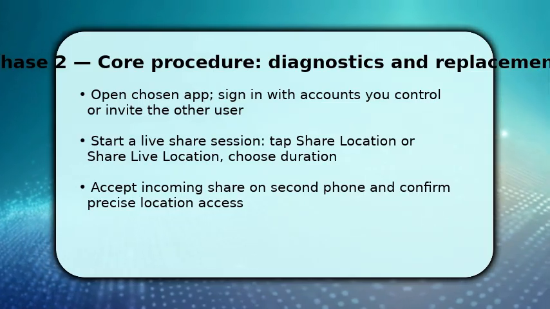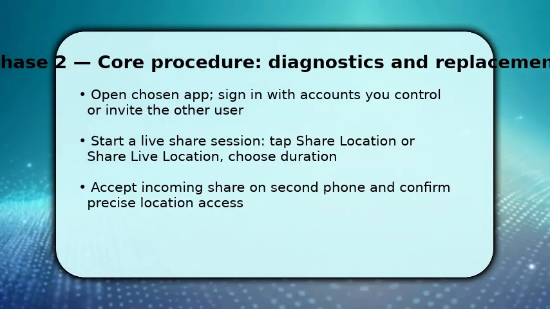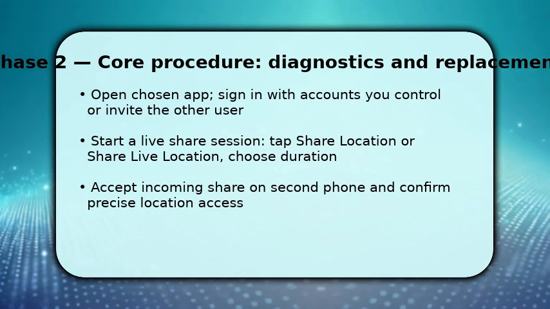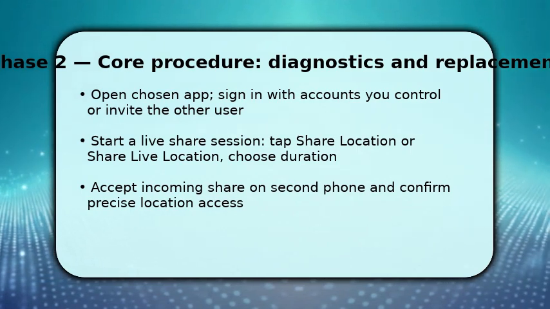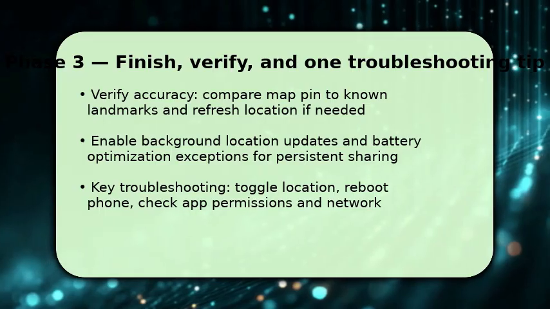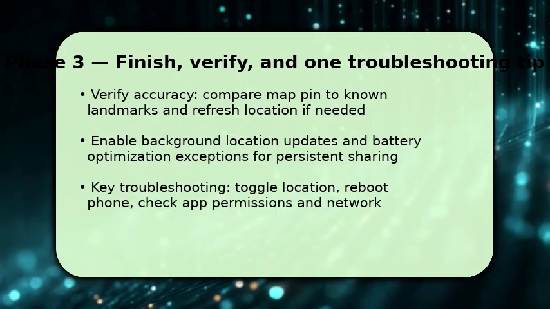On the receiving phone, accept the invitation and confirm precise location access so coordinates are live and accurate. This creates a continuous location feed you can monitor and use for navigation or tracking. To finish, verify the shared pin matches real-world landmarks. Tap refresh or restart the share if the position lags.